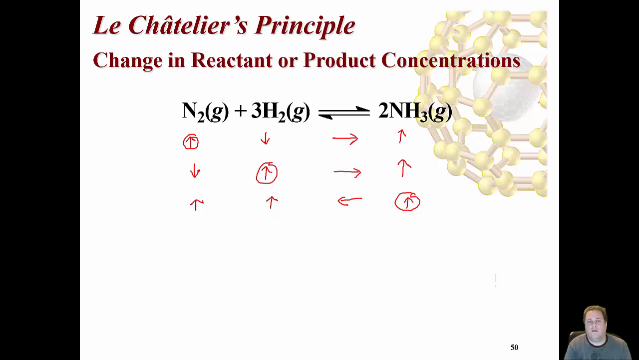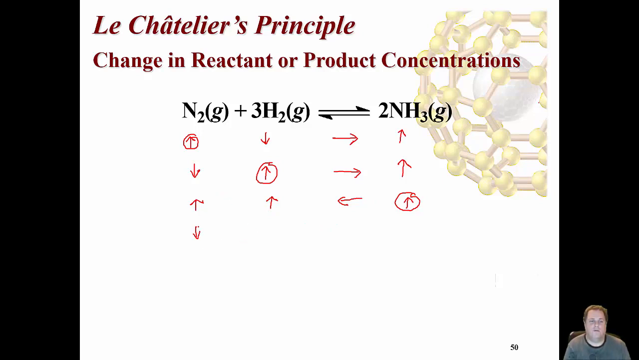Okay. So notice how when we add something, we're always shifting away from the side that we've added to. So if we add something on the reactant side, we shift right or shift to products. If we add something on the product side, we shift left or towards the reactants.